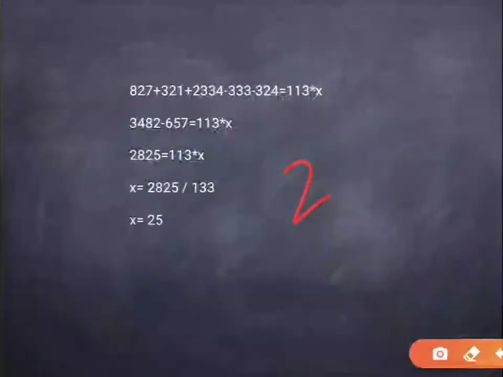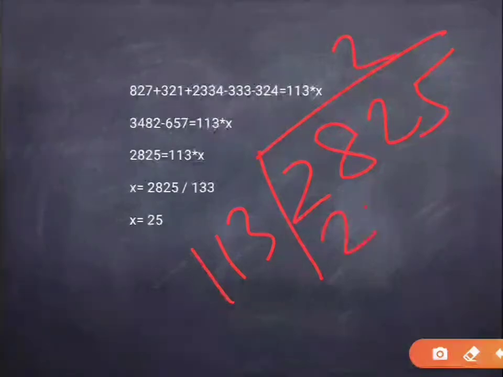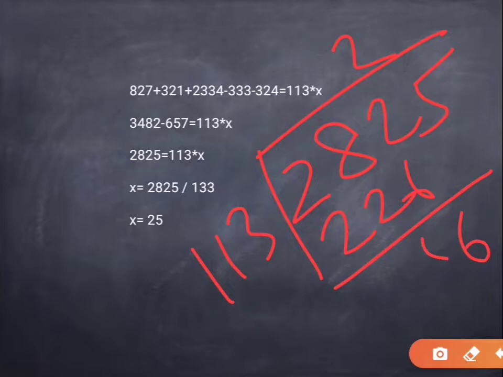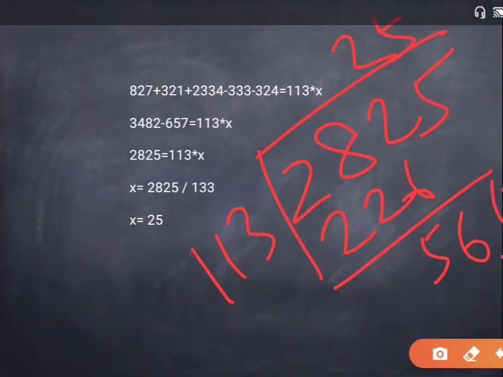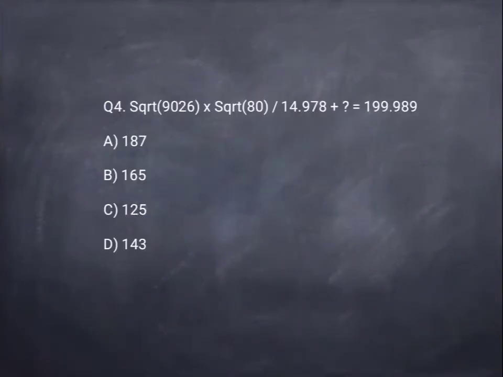So 2825 divided by 113, 226. So 12 minus 6, 6, 7 minus 2, 5, 5, 6, 5, 5. Yeah. So let's go to the fourth question.